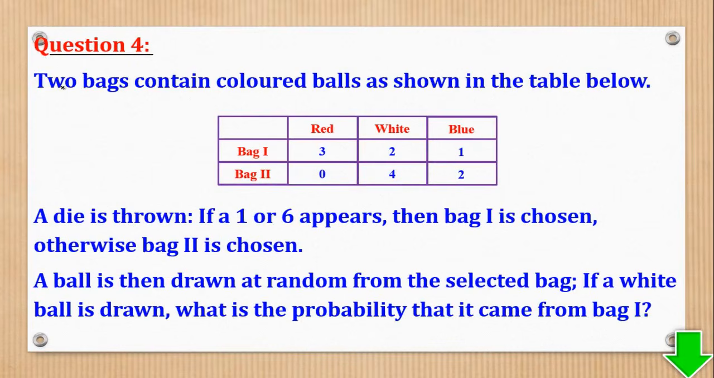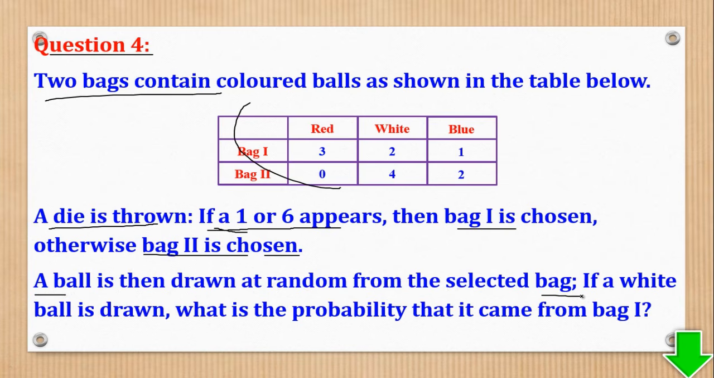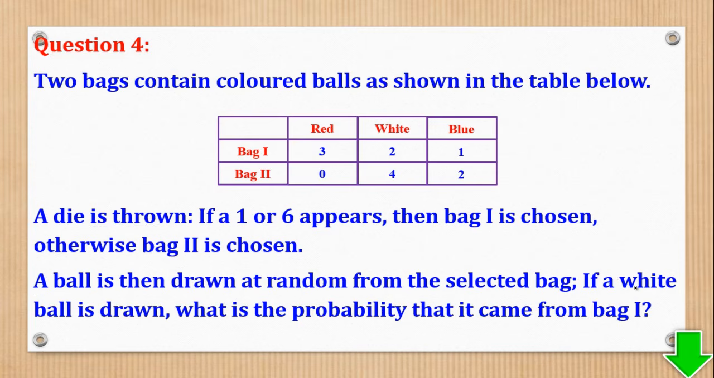Then question 4 says 2 bags contain colored balls as shown in the table below. So this is the table. A die is thrown, and if a 1 or a 6 appears, then bag 1 is chosen. Otherwise, bag 2 is chosen. So this is the condition for you to get the probability of picking either bag 1 or bag 2. A ball is then drawn at random from the selected bag. If a white ball is drawn, what is the probability that it came from bag A? So here it means that white already occurred, and the probability they want is that it came from bag A.